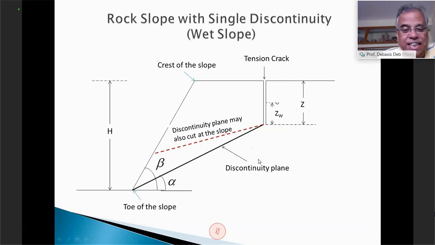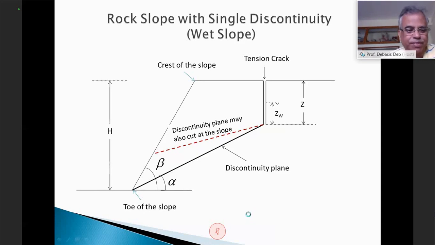Okay, so the definition is clear. So I can now say a discontinuity plane having a dip angle alpha has cut a tension crack at a depth Z. This is the definition of this geometry. Now, for the given pit height h, we have to find out the angle beta which is safe, or for a safety factor of a certain value, let's say 1.2 or 1. For that we have to find out whether it is safe or not safe.